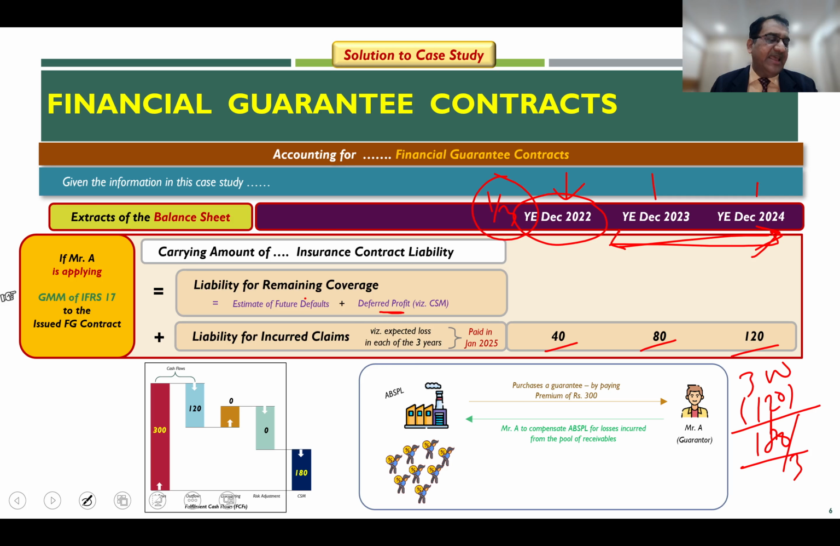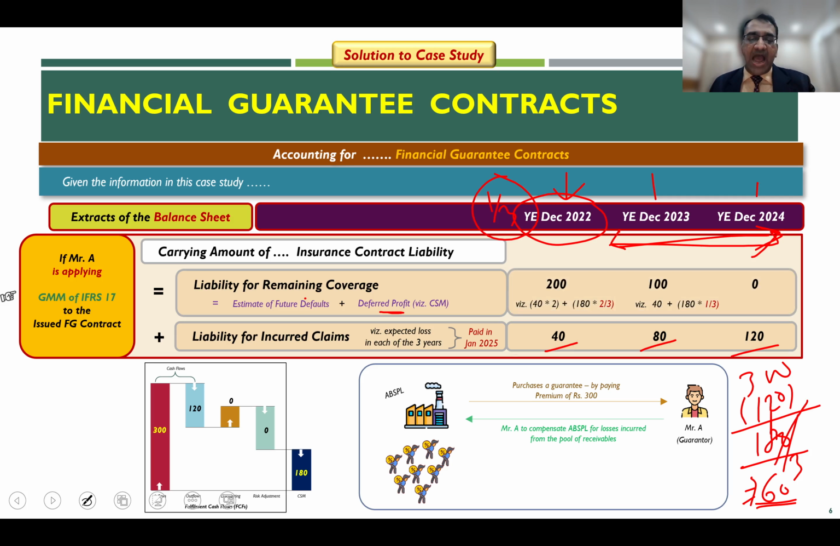So this divided by 3, 60 rupees, should be your yearly income, because the case study says it is to be recognized on an SLM basis. So therefore 180 divided by 3, 60 should be your yearly income. Let us see how your liability for remaining coverage will be computed in each of the 3 years. So I'll explain what it is. At the end of the first year, your liability for the remaining coverage will be 200, which will consist of these two amounts.